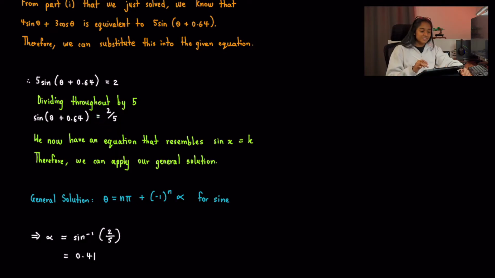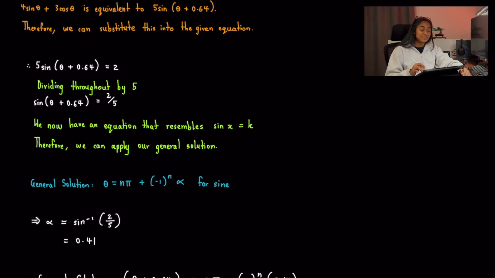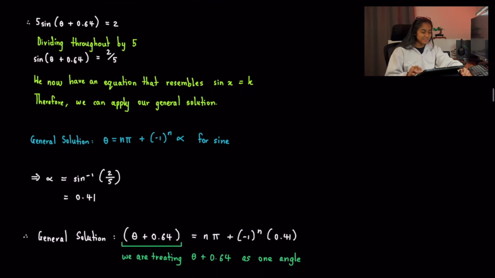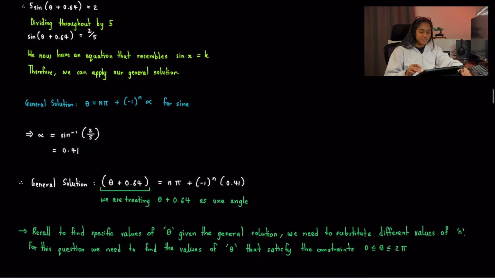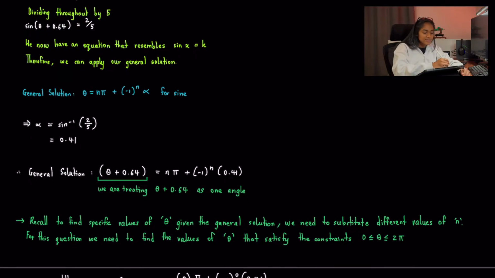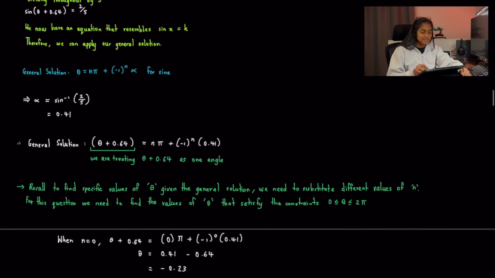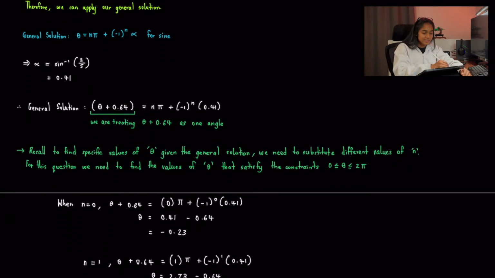Now we have an equation that resembles sine x is equal to k. So we can apply our general solution, okay? So a general solution for sine is theta is equal to n pi plus minus 1 to the power of n alpha, okay? So we find alpha and we just basically put it in our general solution. And also remember that we are treating this as one angle, okay? To find the specific value of theta given the general solution, we need to substitute different values of n. Always remember that. So always go back to my previous videos. Very, very important to learn this.